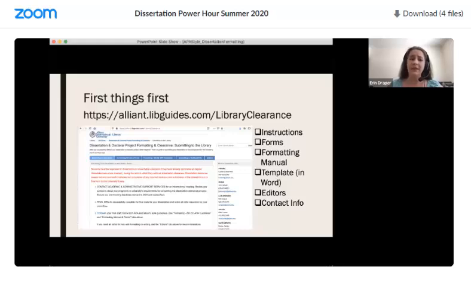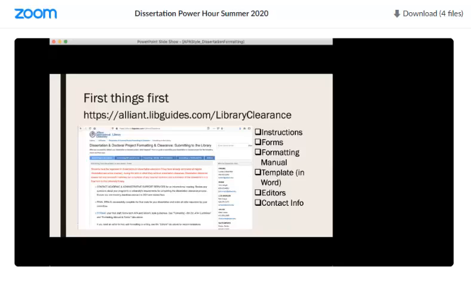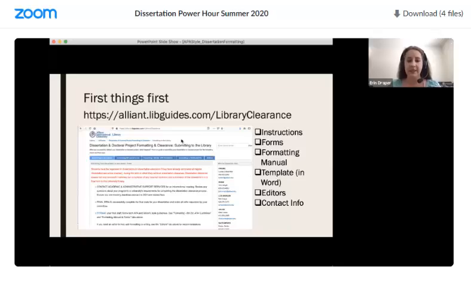We also have a tab on there for editors that students have used in the past. So if you're somebody who knows that you're not a big fan of APA style or not a big fan of Word and you know you're going to want to use an editor, that tab has information on people that they've used in the past. And then we have contact info for the person who handles library clearance at all of our campuses, including the online campus. That's on that right-hand side of the page. So go ahead, bookmark this page now so that you can come back to it whenever you need it.